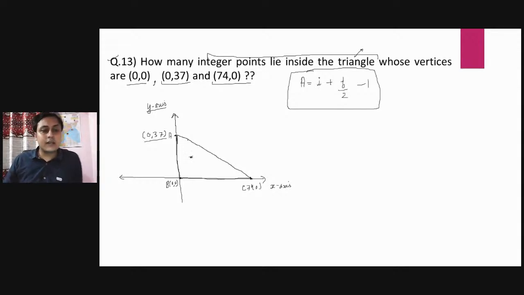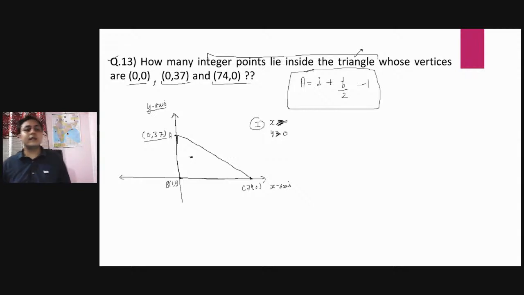Basically this triangle is in the first quadrant. So in the first quadrant, x is greater than 0 and y is greater than 0. In the first quadrant, basically x is positive and y is positive, greater than 0. Got it, guys?